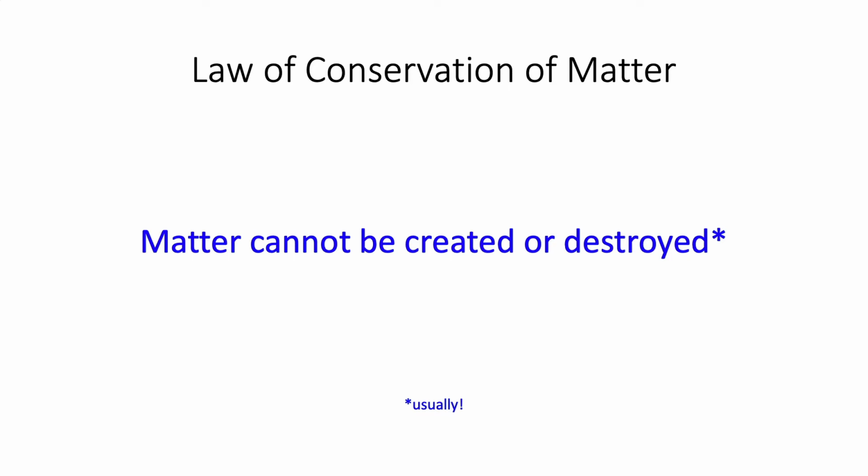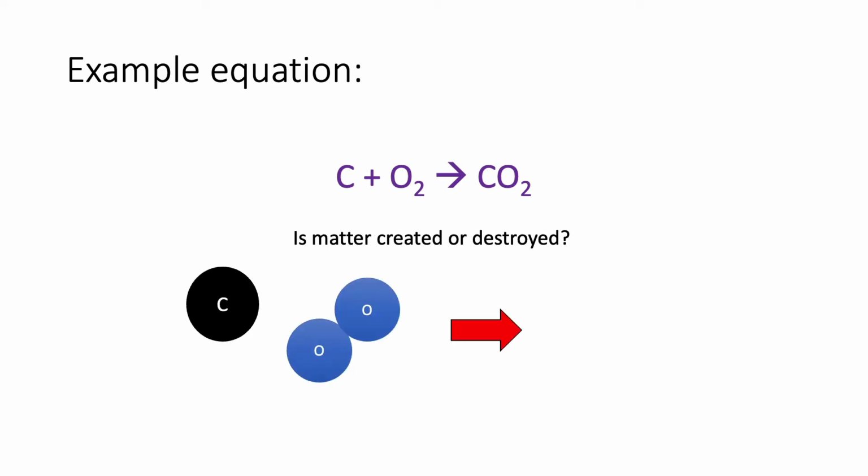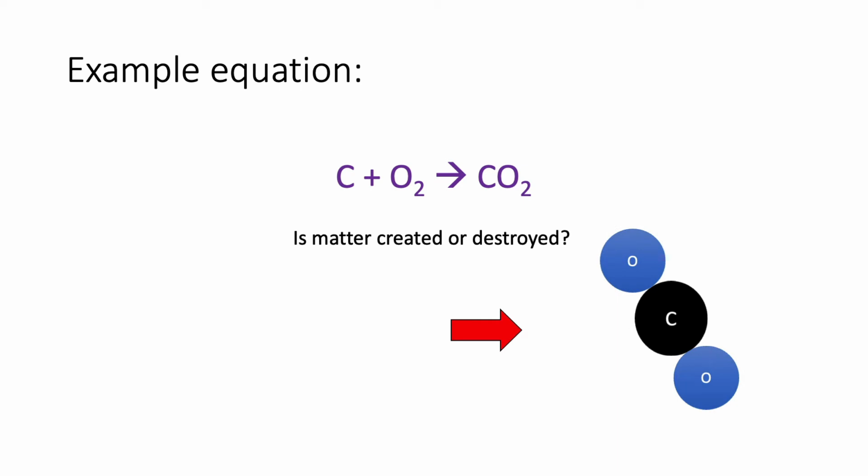And when we talk about chemical reactions, we're basically talking about shuffling matter around, not making new matter or getting rid of old matter. For example, if you look at this equation where we have carbon and oxygen making carbon dioxide, is matter created or destroyed? Well, we can kind of look at this pictorially. So here we have a carbon atom and we have an O2 molecule, and you can see everything in the molecules on the reactant side combine to form the product. There's nothing left over, and you don't have to throw in any extra atoms. So matter's not created or destroyed.